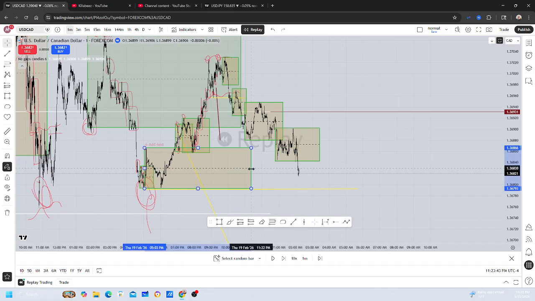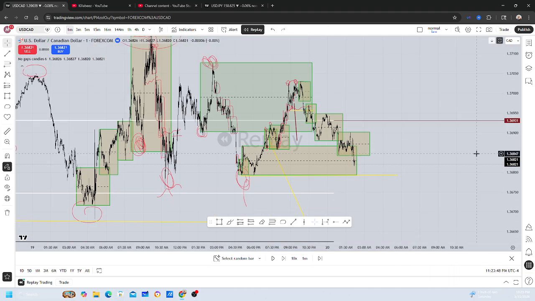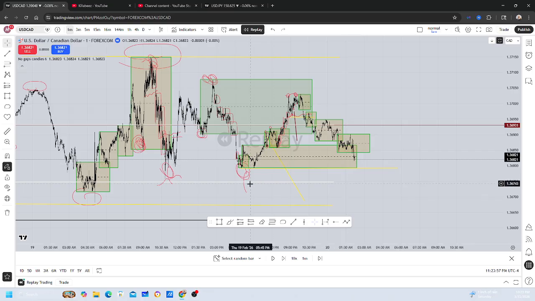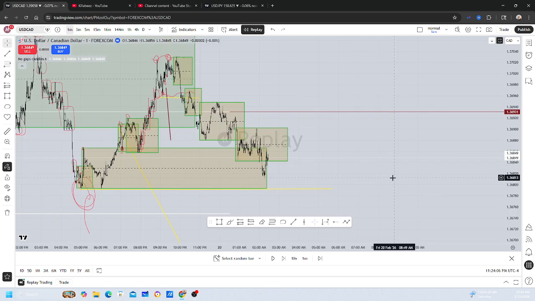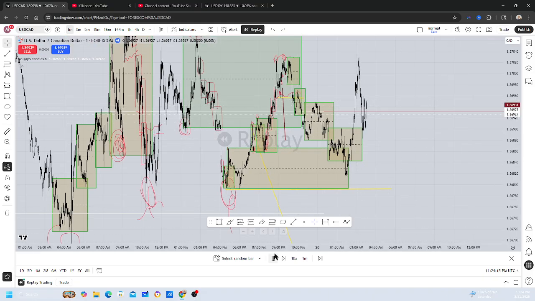This zone, we have a zone here that's unmitigated, but we know that this low here failed to put in a new high, which is part of structure. If a low failed to put in a high, then that low is going to get taken. We're not going to respect it. Or did it respect it?